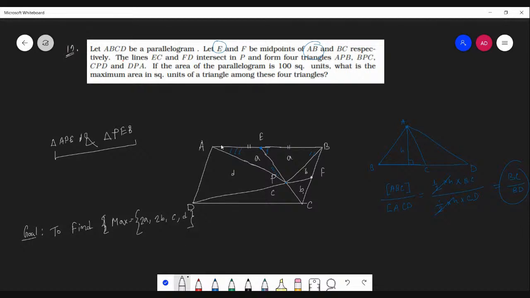Because we need APB, and we know that this is twice A and this is twice B. But another condition is given: the parallelogram has an area of 100 square units. So twice A plus twice B plus C plus D is equal to 100 square units. This is a constraint. Under this constraint, I need to maximize this and find the maximum value of one of these.